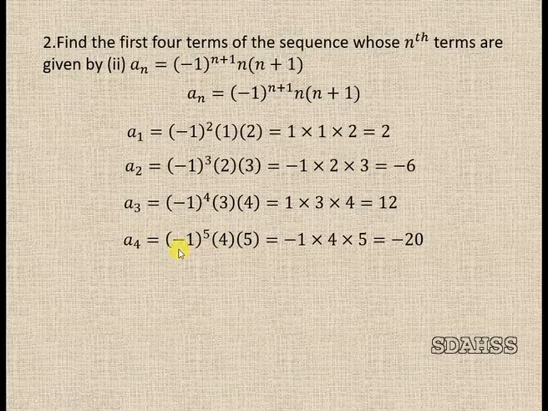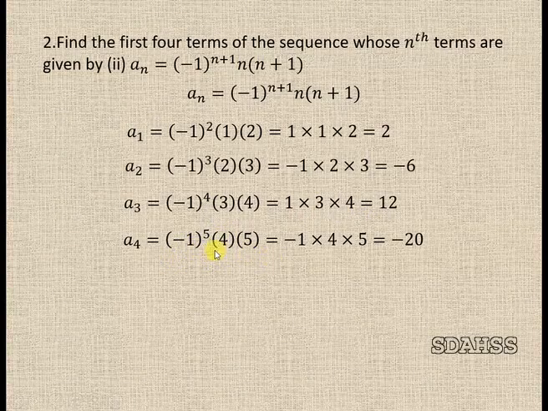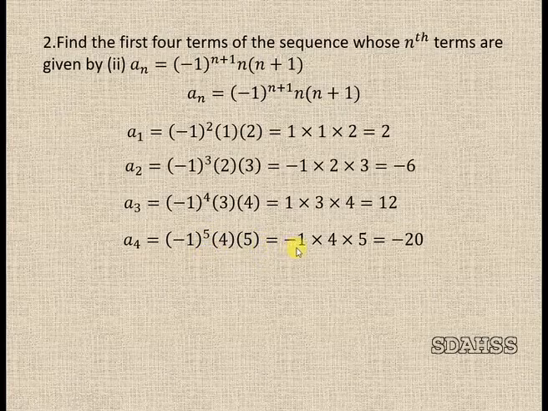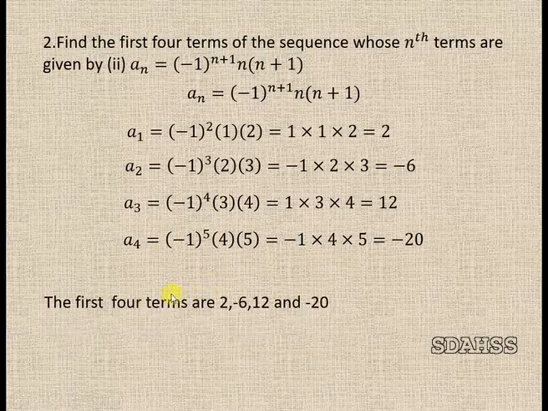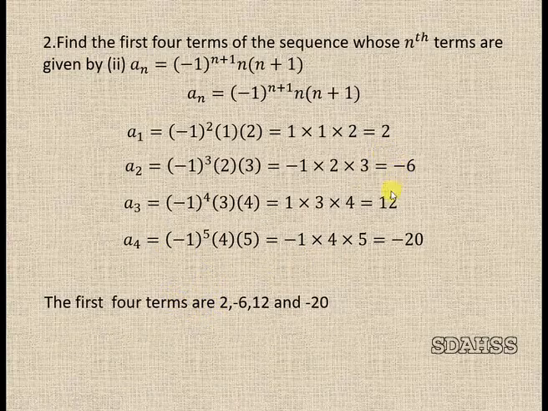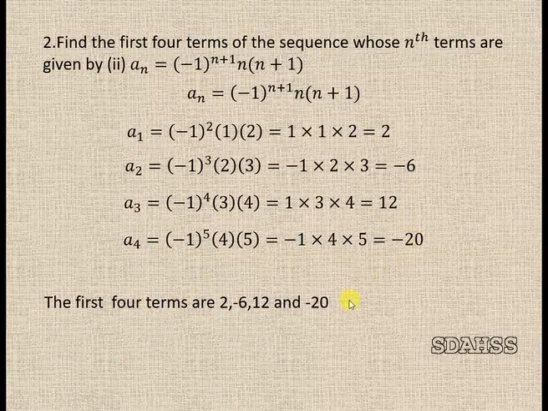Substitute n is equal to 4. So you have minus 1 whole power 5, 4 into 5, which is equal to minus 1 whole power 5, means minus 1 into 4 into 5, which is equal to minus 20. So the first 4 terms are 2, minus 6, 12 and minus 20.